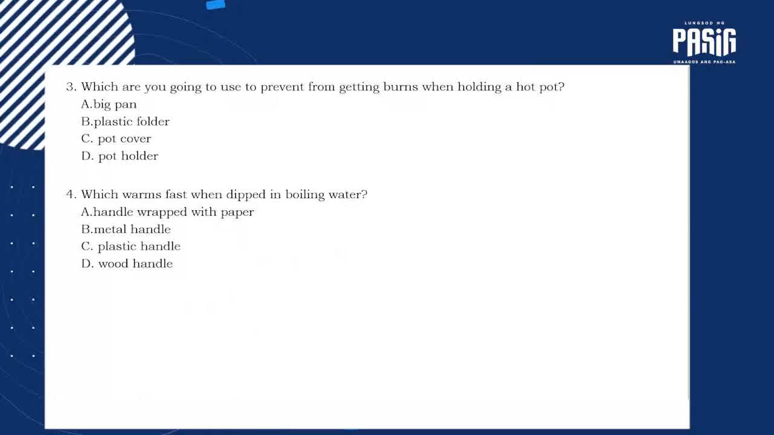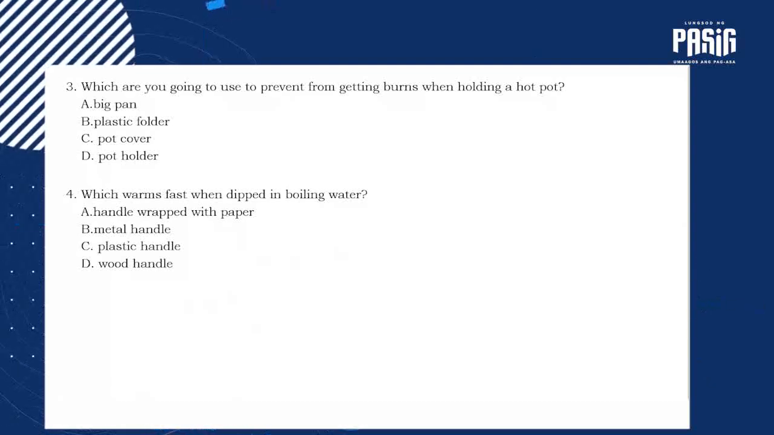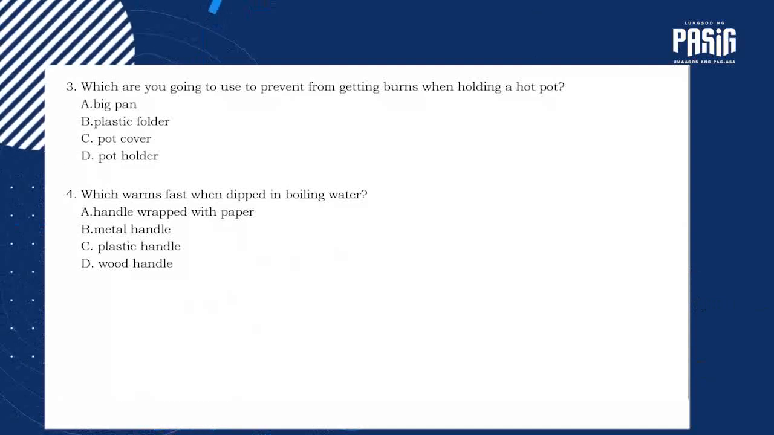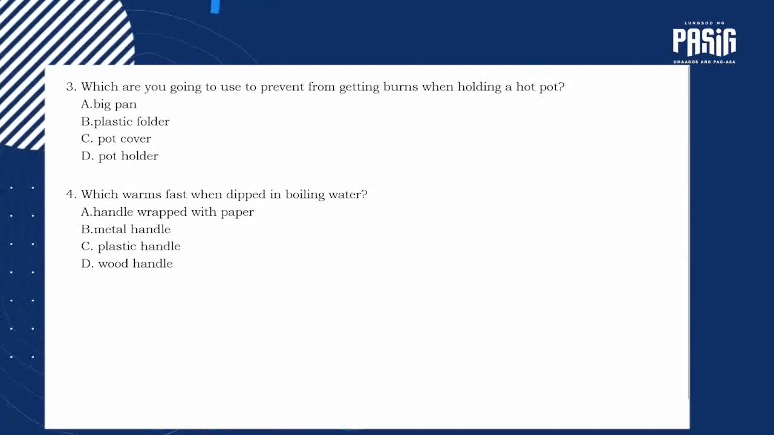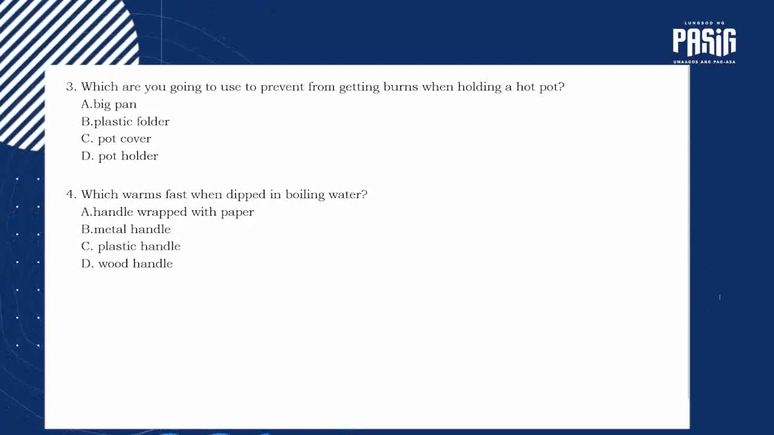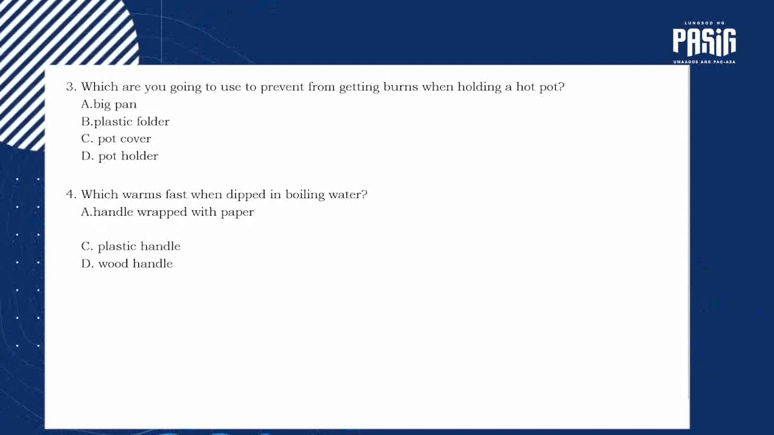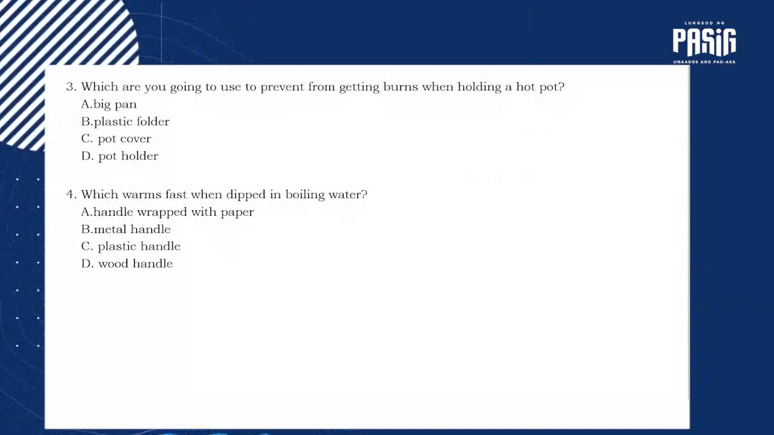Number 4. Which warms fast when deep in boiling water? A. Handle wrapped with paper. B. Metal handle. C. Plastic handle. And D. Wood handle. Answer please. Correct. The answer is letter B. Metal handle.